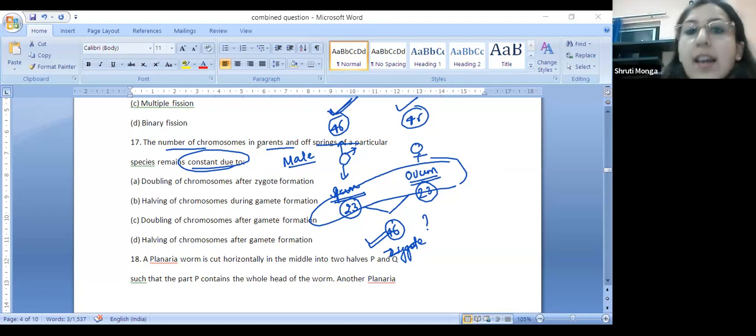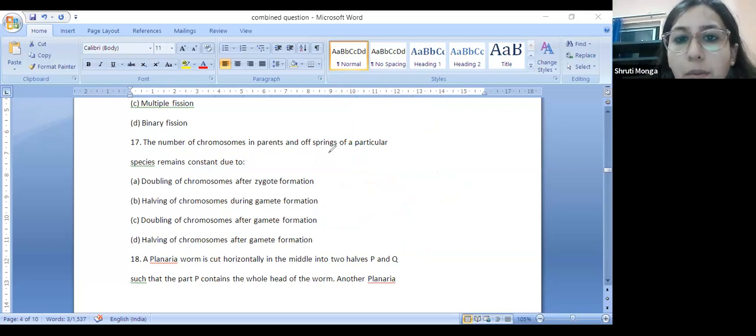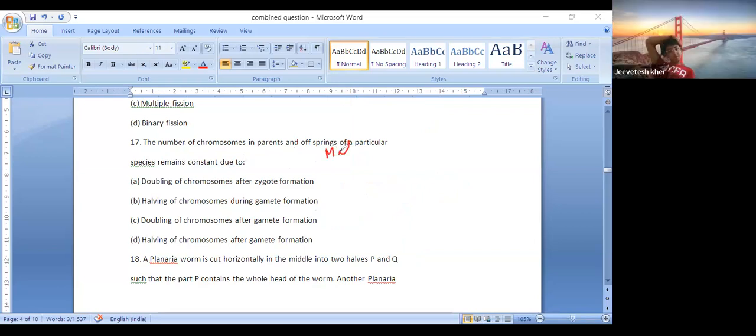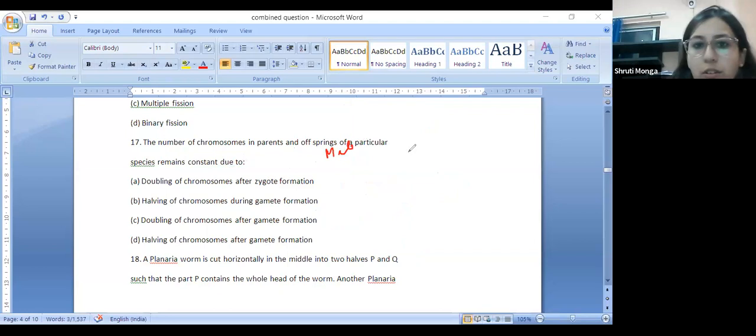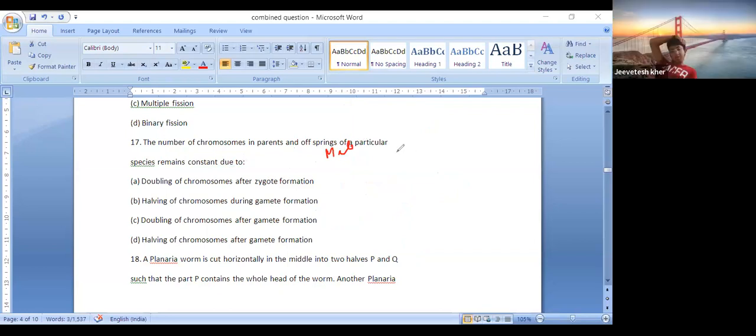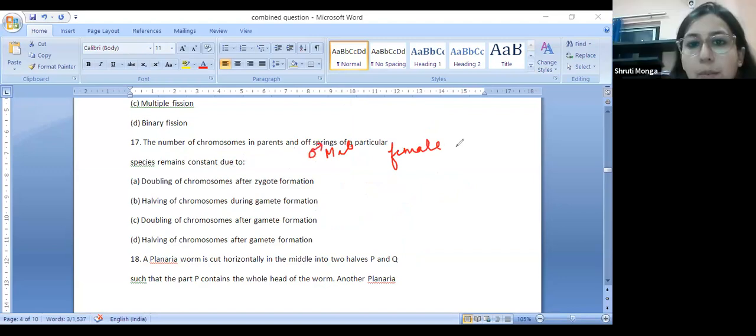Let me draw it neatly. I want you to draw this in your bio notebook. One second. Male, female. The symbol for female is this. So, in general, the male has 46 chromosomes. The female also has 46 chromosomes.